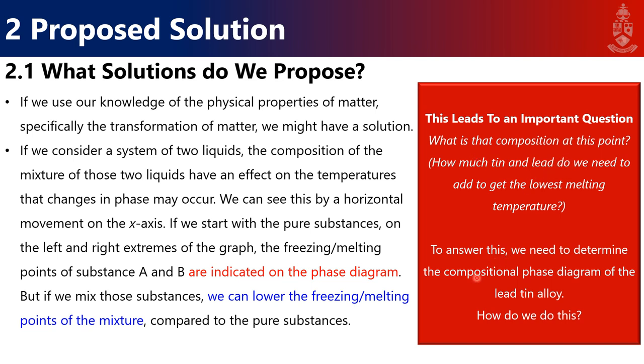And to answer this, we need to first determine the composition or phase diagram of our lead-tin alloy. But how are we going to do this? And the answer lies in collecting cooling curves of different mixtures. In other words, to get this eutectic point.